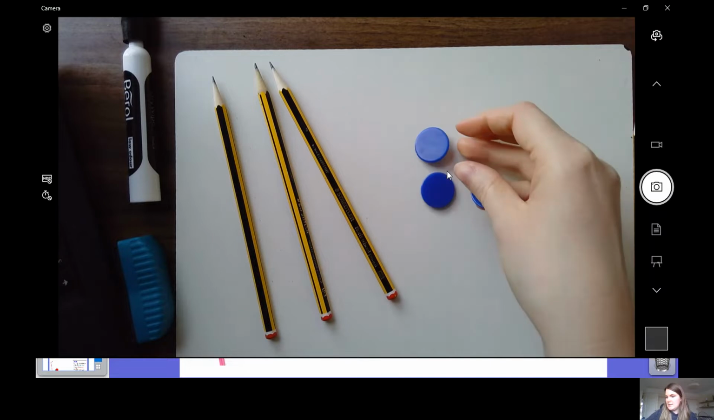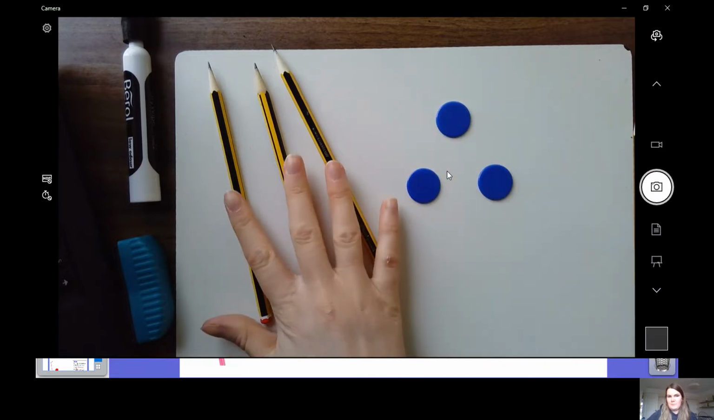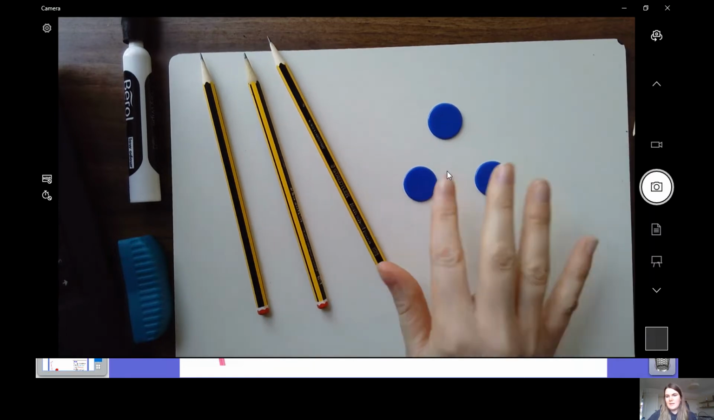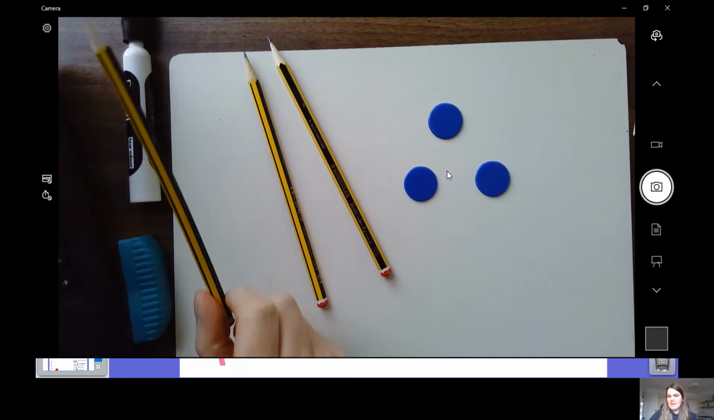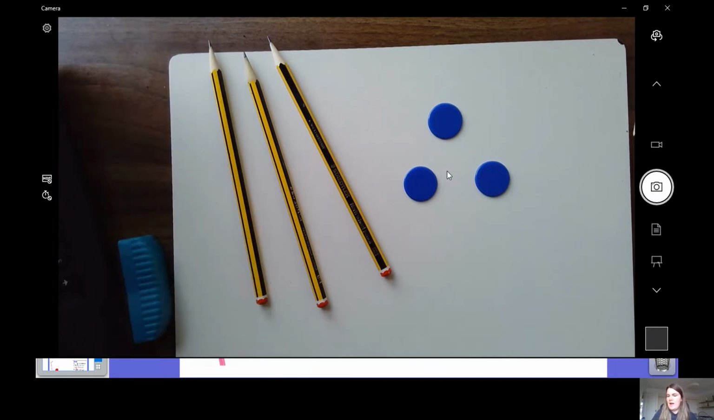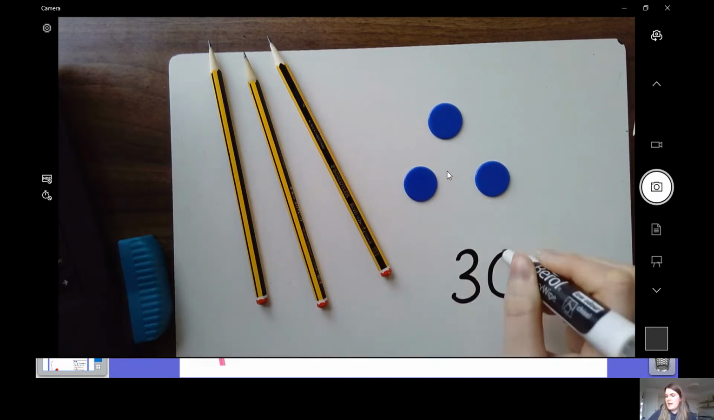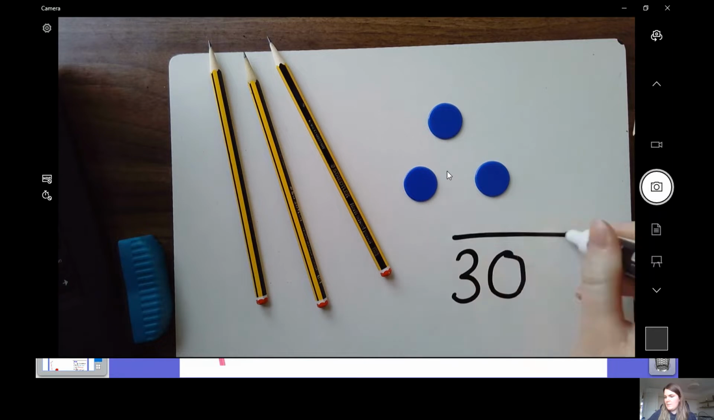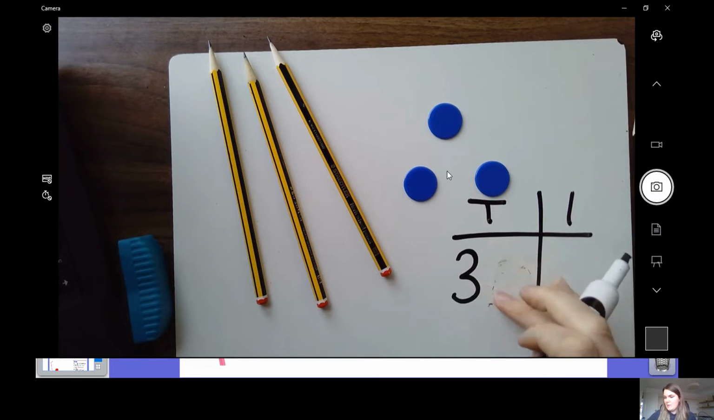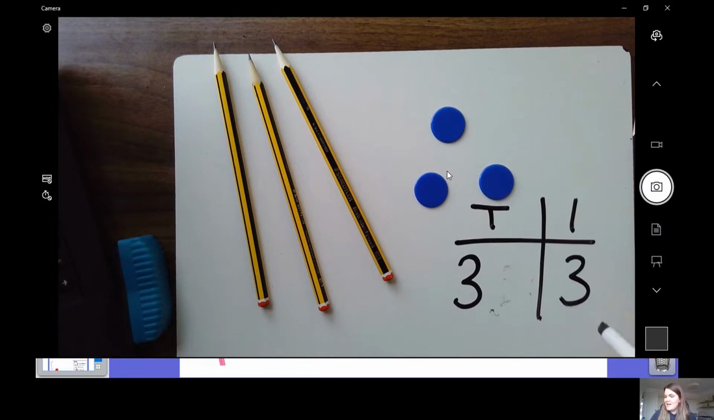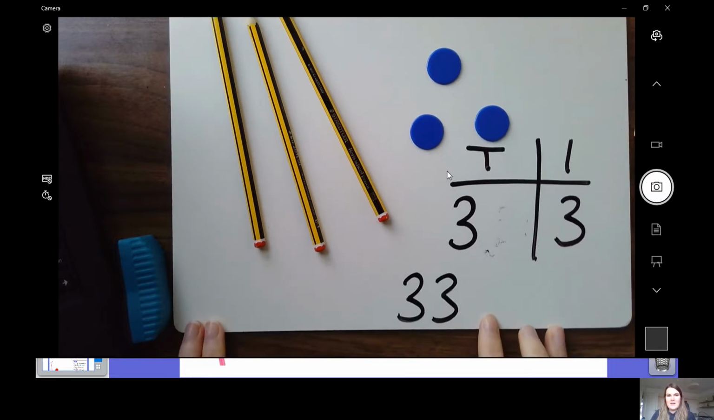this number. Now, you may see 3 pencils and 3 counters. However, these are our tens. So how many tens do I have? I have 1, 2, 3. So I have 30. And how many ones do I have? Very good. I have 3. So my answer of how many I have would be 33.